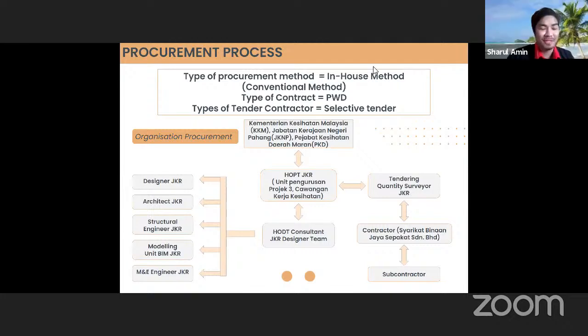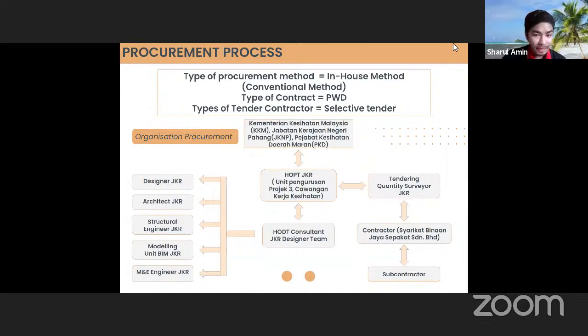Okay, hello, Syahrul here. I will explain about the procurement process. For this project, the type of procurement is conventional, which is the in-house method. And for the type of contract, this project is handled by JKR, so we use PWD, and the type of tender for the contractor is selective tender. For the organization of procurement, the client is KKM, JKNP, and PKD. And then this project is handled by JKR, so we have a HOPT, which is Head of Project Team, and HODT for the design team.